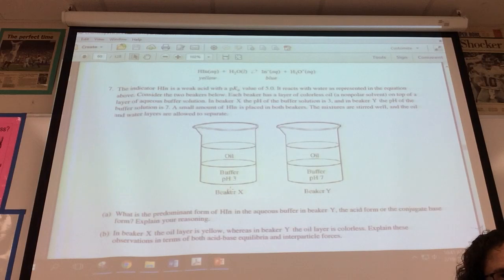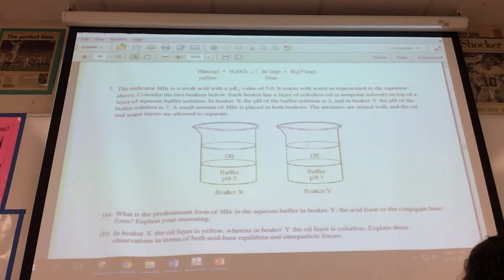In this case, pH is less than pKa. The reverse reaction is favored. HIN, a yellow species, turns the oil layer yellow. Why? Both species have what type of IMF? Only LDF. So LDFs form between the oil and the weak acid.